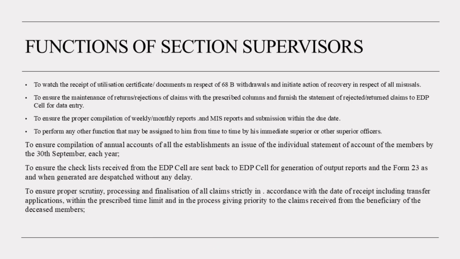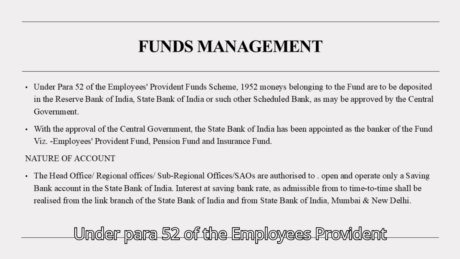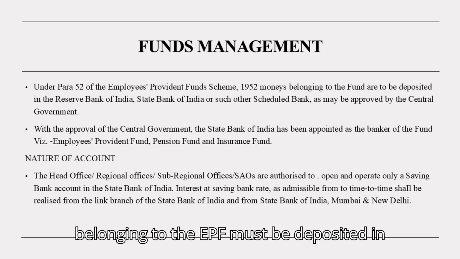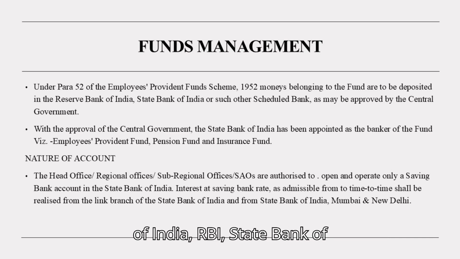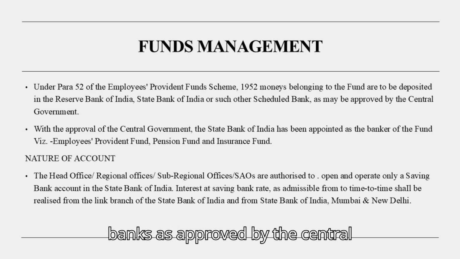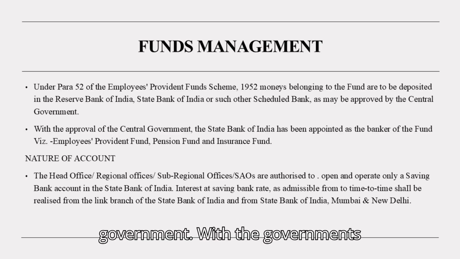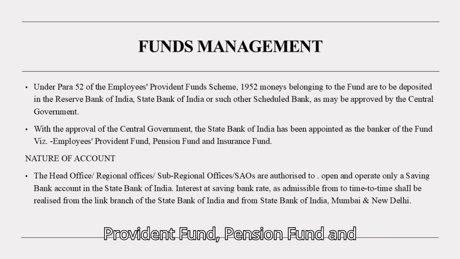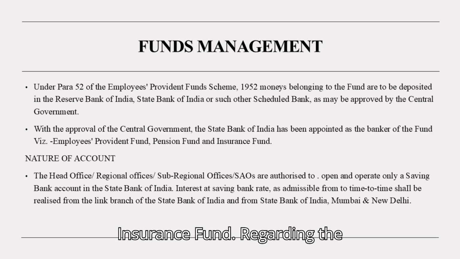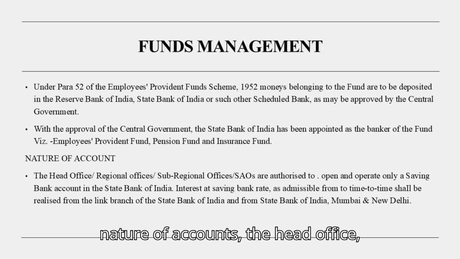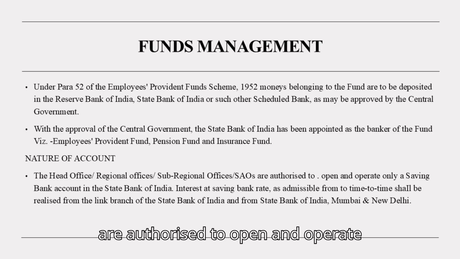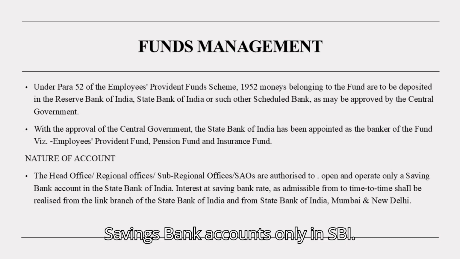the deceased members. Under Para 52 of the Employees Provident Funds Scheme, 1952, funds belonging to the EPF must be deposited in approved banks such as the Reserve Bank of India, RBI, State Bank of India, SBI, or other scheduled banks as approved by the central government. With the government's approval, State Bank of India has been appointed as the banker for the Employees Provident Fund, Pension Fund, and Insurance Fund. Regarding the nature of accounts, the head office, regional offices, and sub-regional offices are authorized to open and operate savings bank accounts only in SBI.